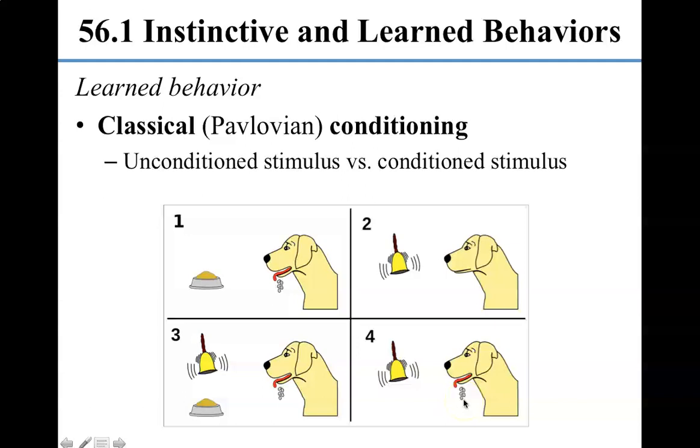So this is a learned response, and it just shows how learned behavior can modify innate behavior or instinctual behavior. So in other words, hearing a bell can cause you to salivate and can cause the instinctive behavior of salivating to occur because you're anticipating food and you associate that with the ringing of a bell.